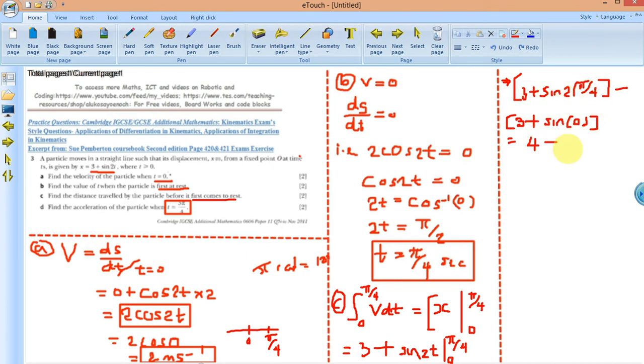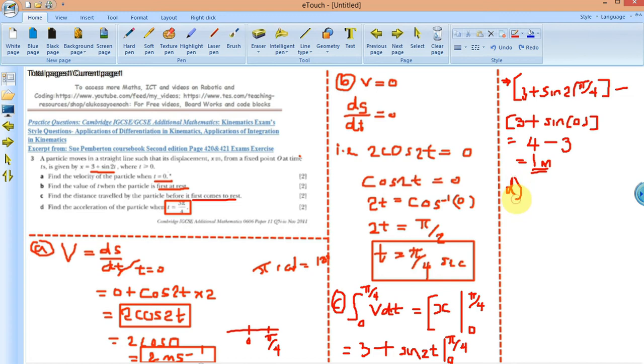Okay, so let's go ahead with the second one now. 3 plus sine 0. Sine 0 equals 0, so that gives 3. So what do you have here? 4 minus 3 is 1. So by implication, the distance traveled by the particle before it first comes to rest is 1 meter. Hope that is pretty cool. So let's go to question 3D.